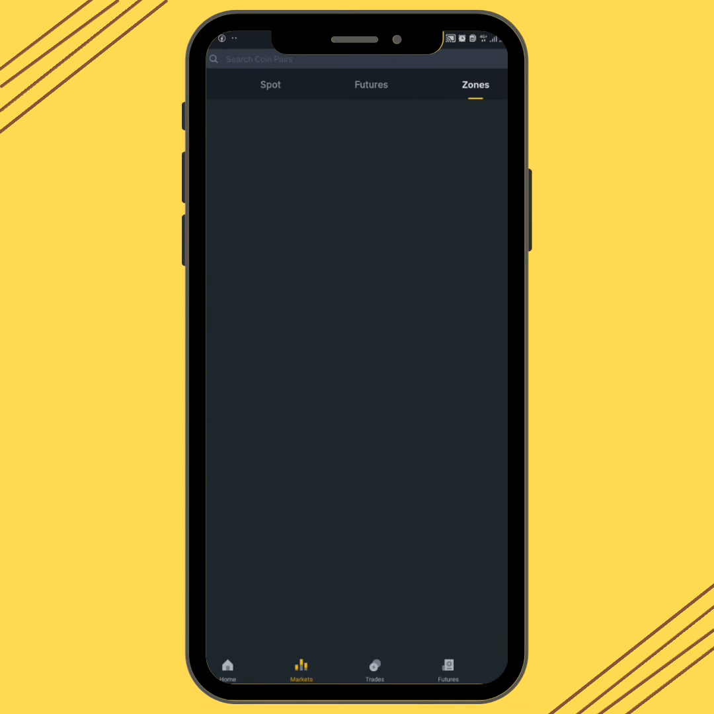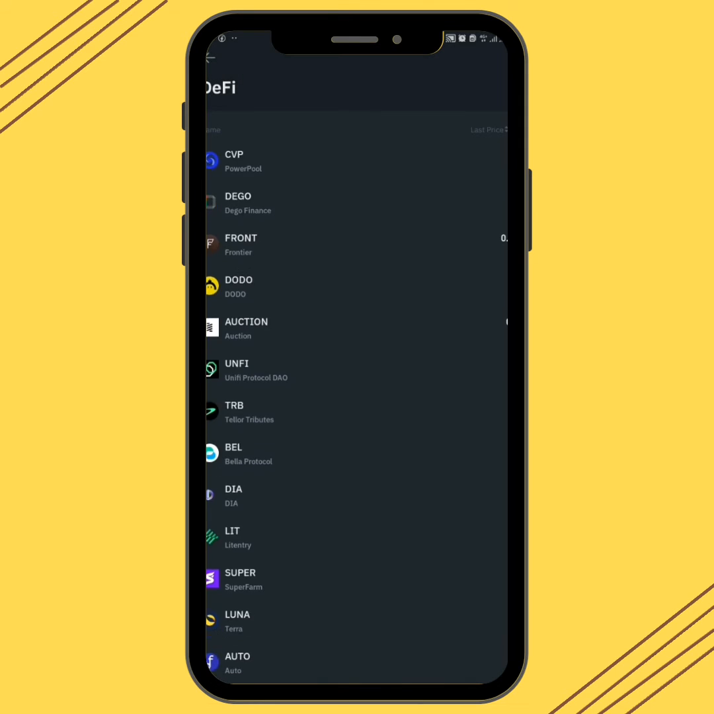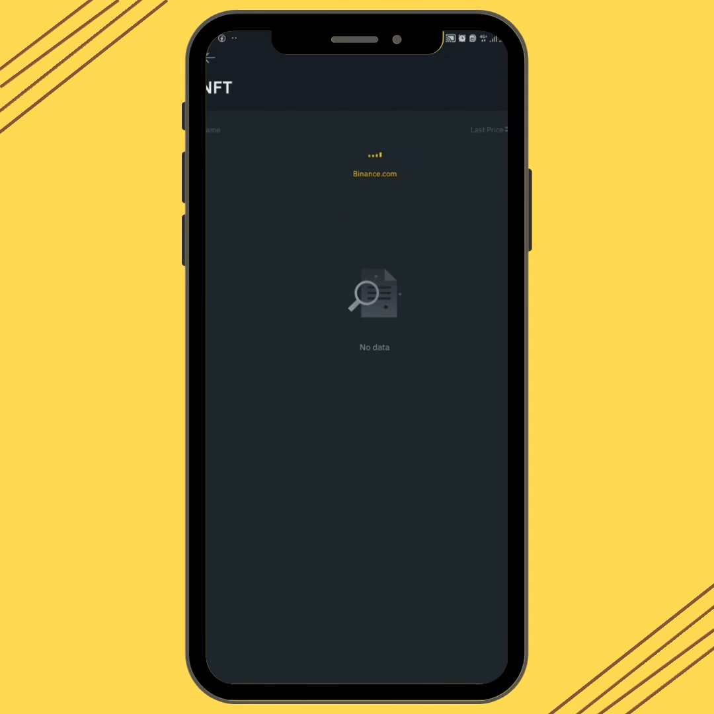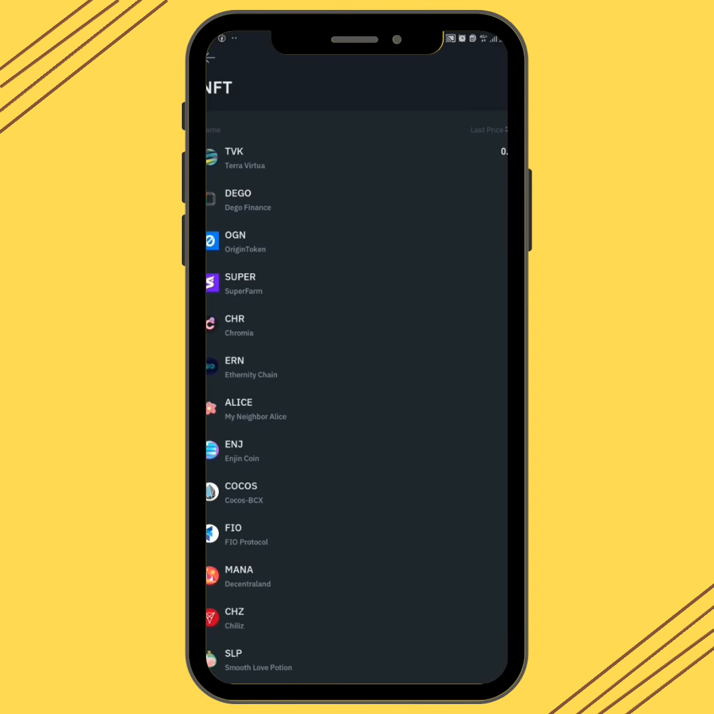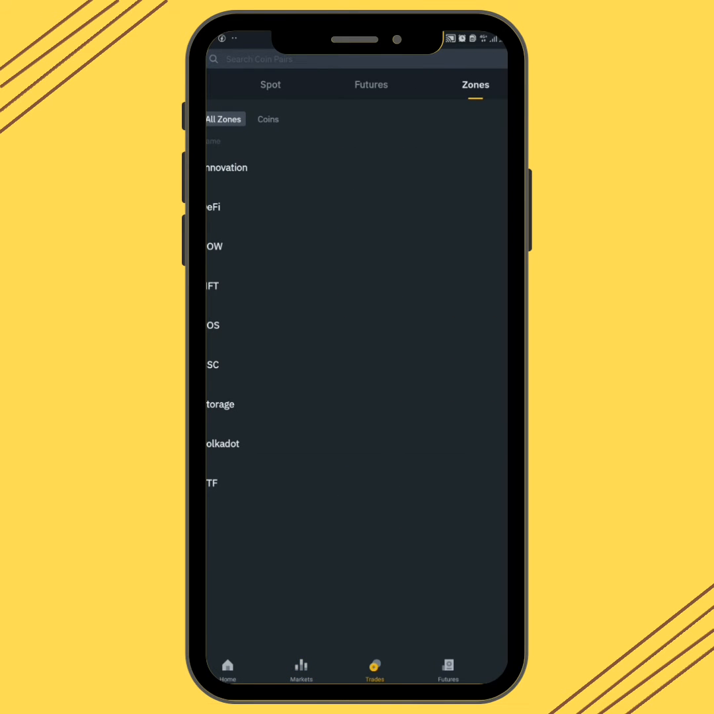So this is zones, and this is all zones. You have innovation, DeFi, proof of work coins, NFT, proof of stake coins, BSC, storage, Polkadot, ETF. There are so many opportunities in DeFi and also NFT. So if you can study DeFi and NFT, you can make a lot of money from crypto. That is it.